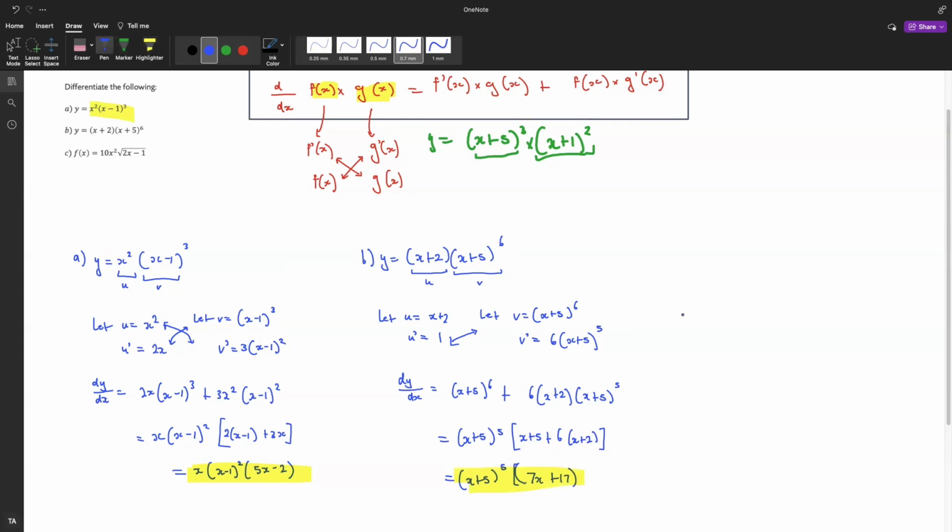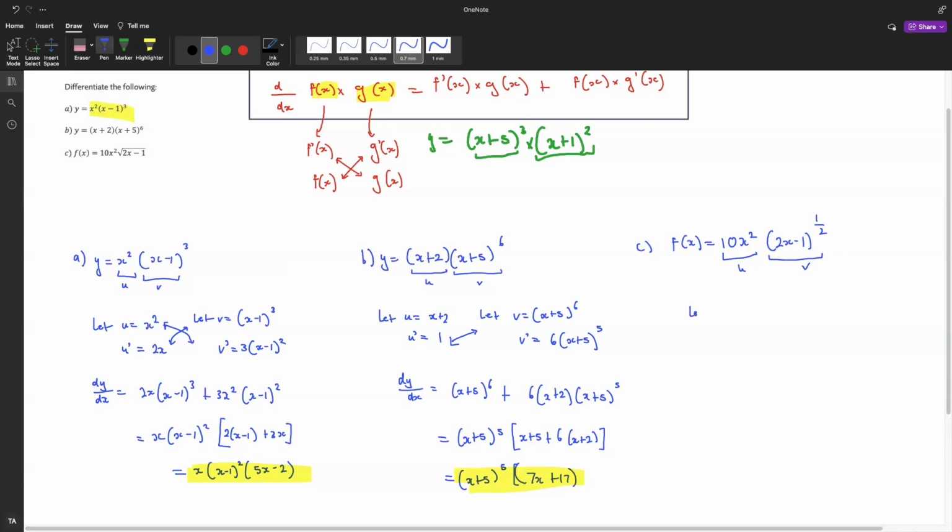Last one's pretty much the same thing. They just try to make it a bit harder, but we already know how to deal with square roots. So we've got f of x is equal to 10x squared, and I'm just going to rewrite this as the square root of 2x minus 1. Okay. So again, this is our u, and this is our v, and we're going to differentiate them, and then put them together. So let u equal 10x squared. That means that u dash, or the derivative of u, is equal to 20x.